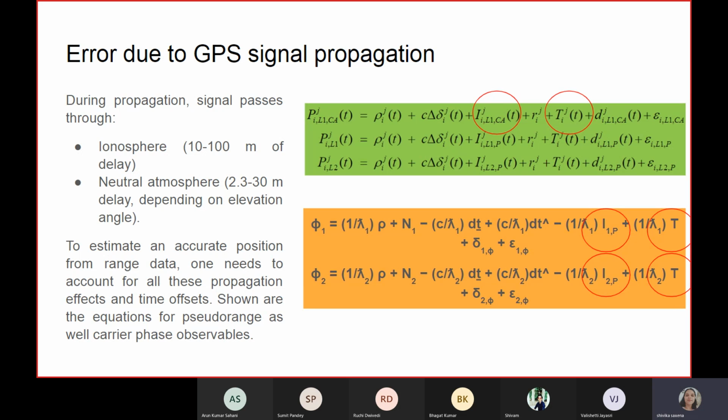So signal passes through ionosphere, that is 10 to 100 meters of delay it is causing, and neutral atmosphere. Neutral means electrically neutral portion of the atmosphere, that is there is no ionization or electric charges present that are disturbing the signal. So this is rather smaller than the ionospheric delay, that is 2.3 to 30 meters of delay, depending upon the elevation angle of the satellite. So you are familiar with the elevation angle and azimuth angle. We'll be using these terms quite a lot in further slides.